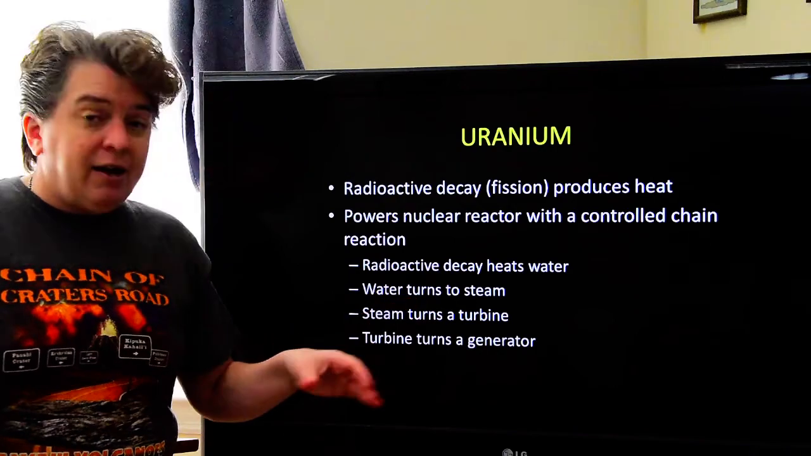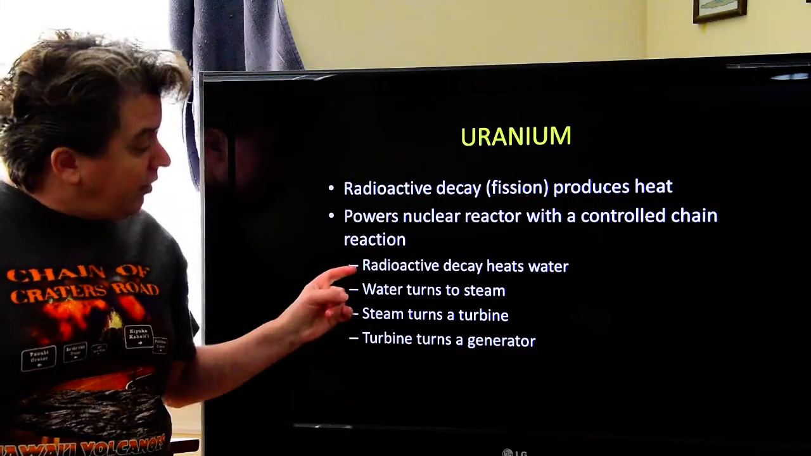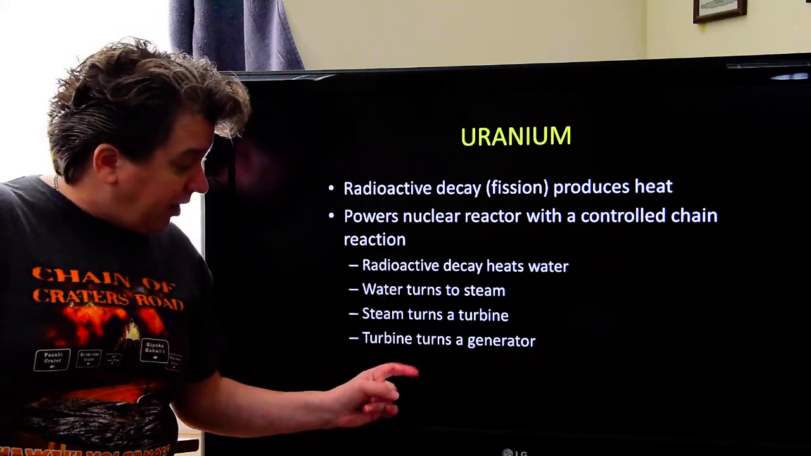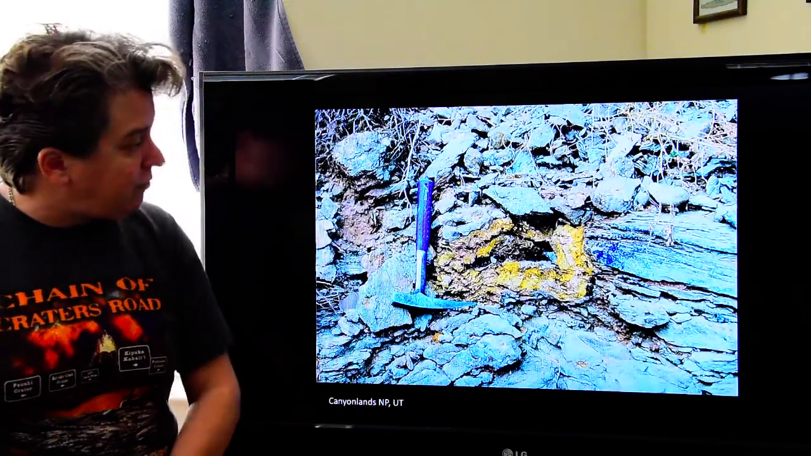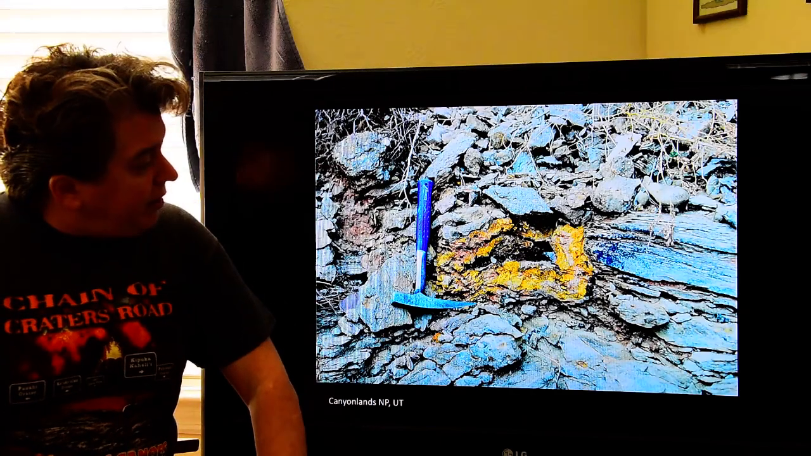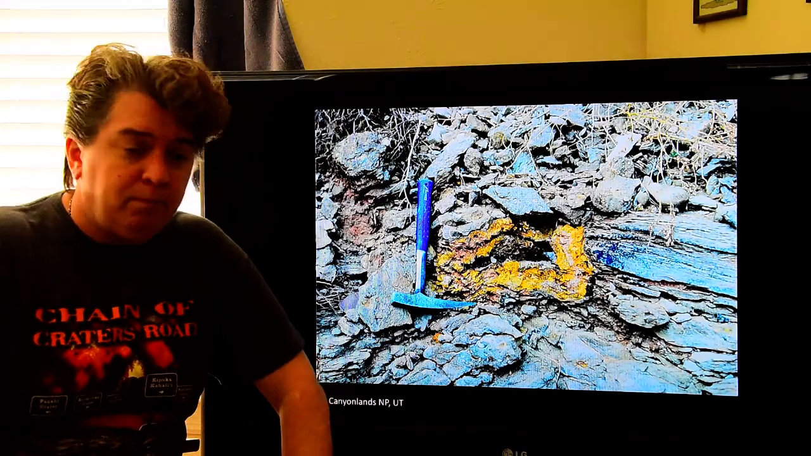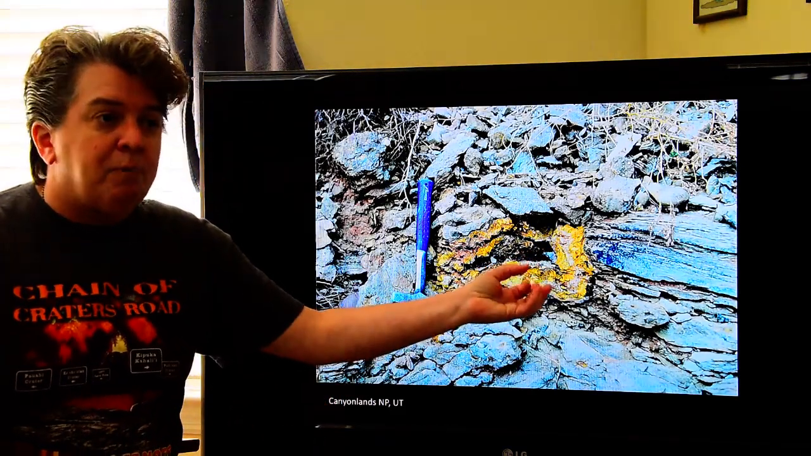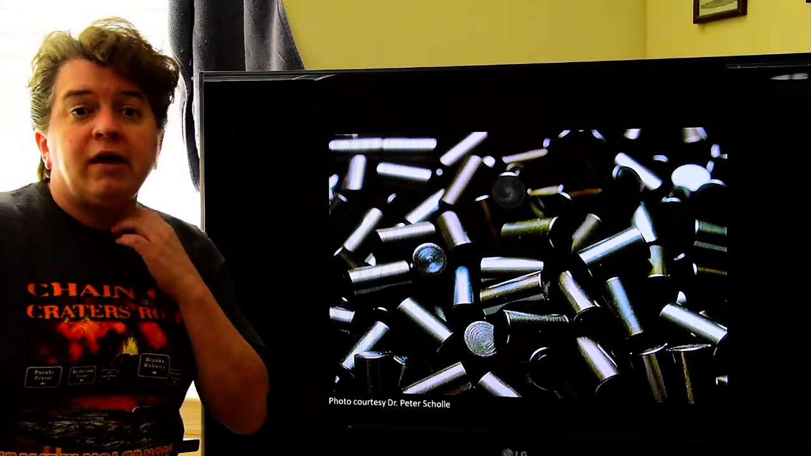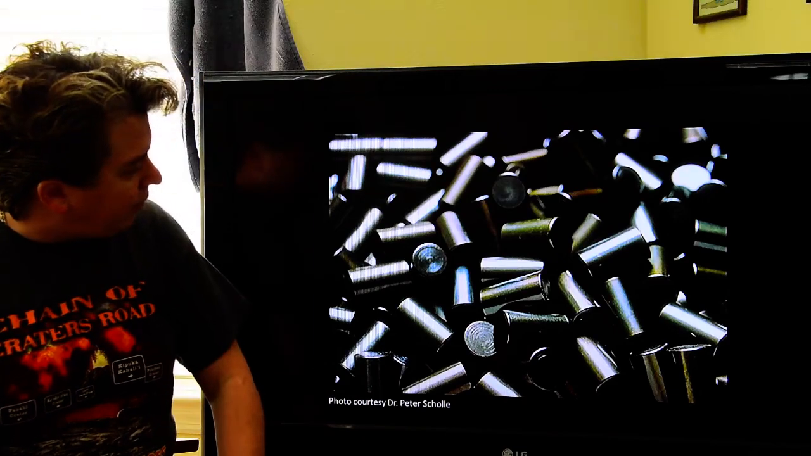What happens then is the nuclear power plant works just like the natural gas or coal-fired power plant. The radioactive decay heats the water, which turns to steam, the steam turns a turbine, the turbine turns a generator, and we get electricity. Well, where do we get this uranium from? Uranium is an element that has to be mined out of the ground. See this yellow stuff right there? That's a uranium-bearing mineral. The uranium will then be extracted from that mineral and concentrated into fuel rods. And this is concentrated fuel-grade uranium pellets.